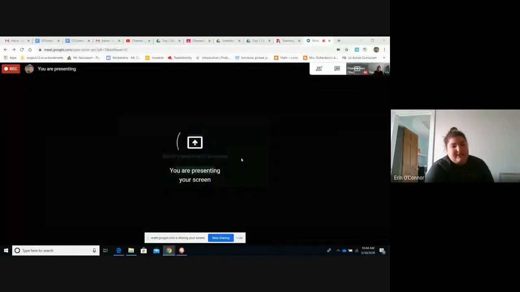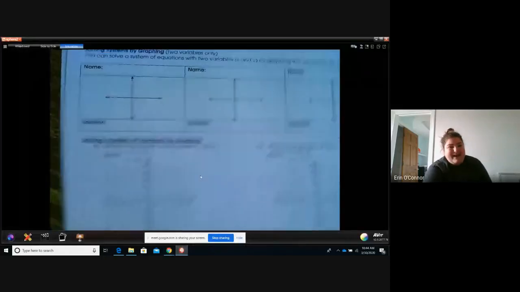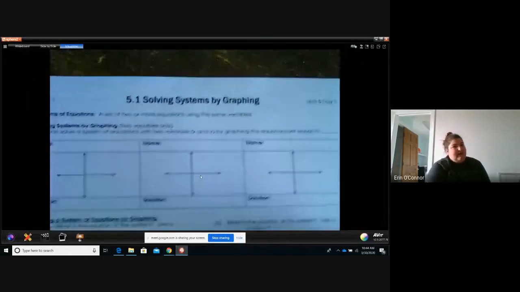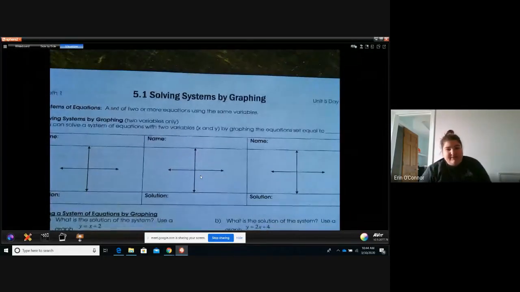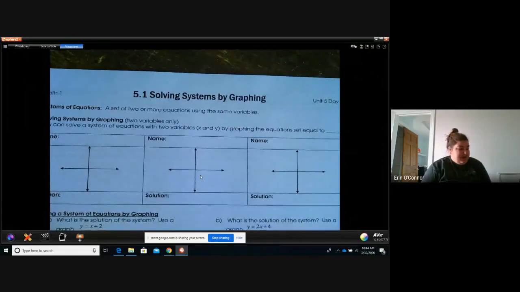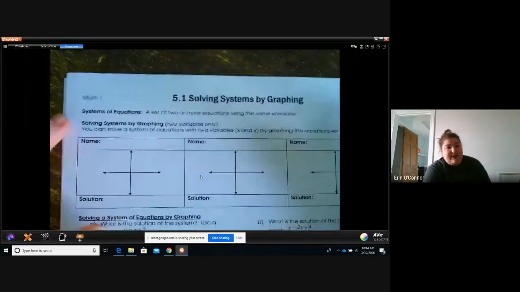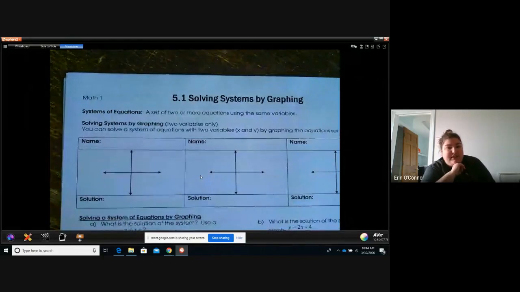Hi, so today we're going to be on the document camera, but we're also going to be on Desmos because today is solving systems by graphing. And we know our graphing calculator, good old Desmos, can certainly help us out with it. So a system of equations is a set of two or more equations using the same variables, like using x and y. Solving systems by graphing.